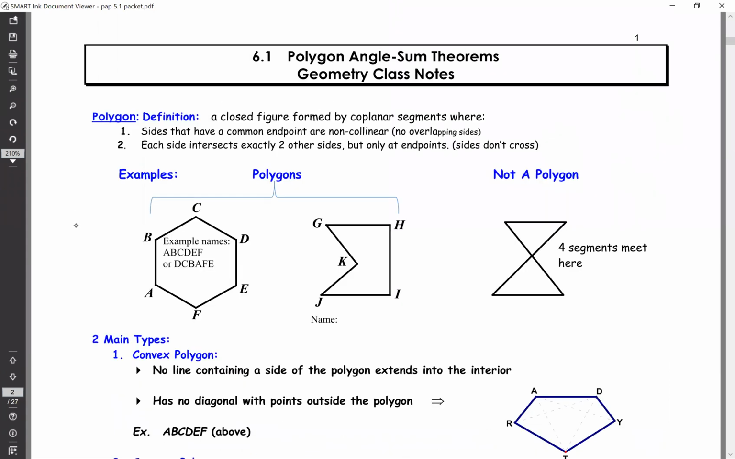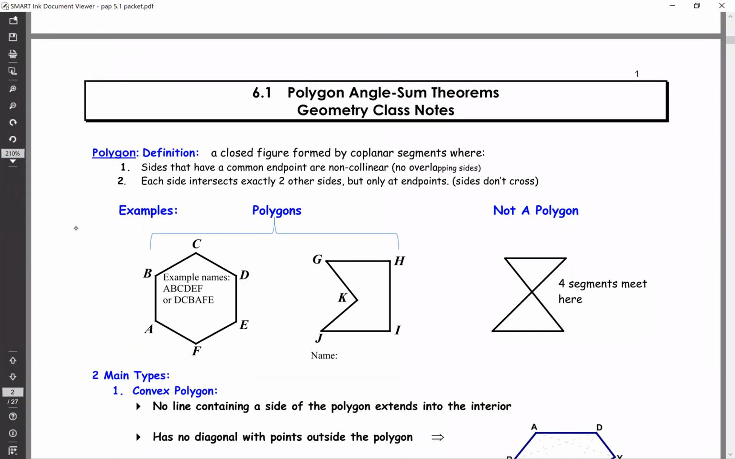So the next thing that we're going to be learning about is polygons. And then we're going to go into quadrilaterals. So first we're going to learn about the angles inside of polygons, and there are some formulas that we're going to use to deal with their interior angles and then their exterior angles as well.